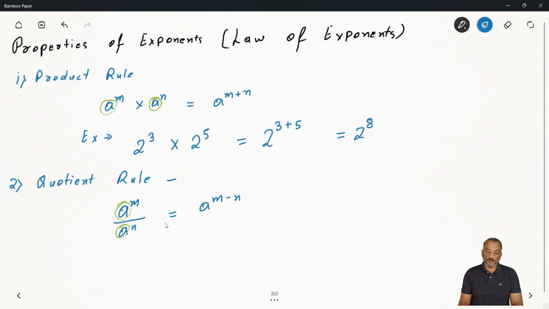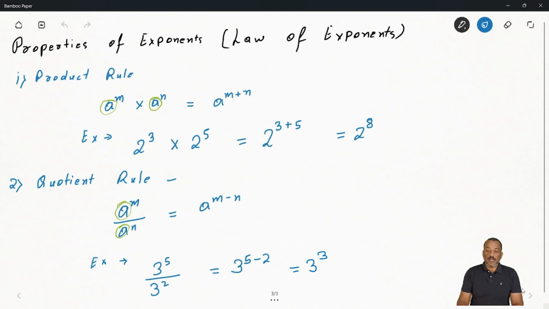Okay, so that is followed by the second rule, quotient rule. Example, suppose you have any number given, suppose 3 to power 5 divided by 3 to power 2. So you can simply say here both have base 3. So which means 3 to power 5 minus 2. So how much will you get? 3 to power 2. Hope it's clear? So this is called quotient law.